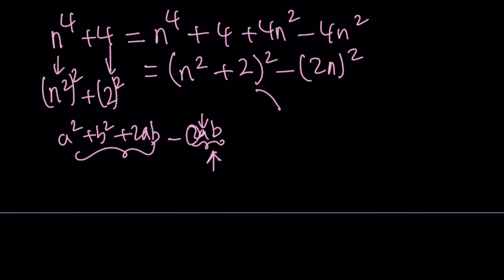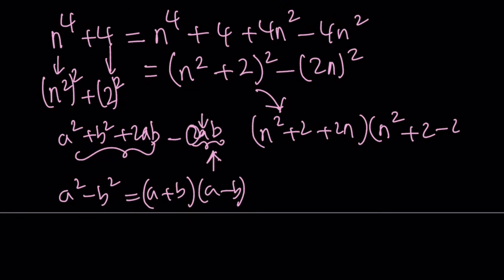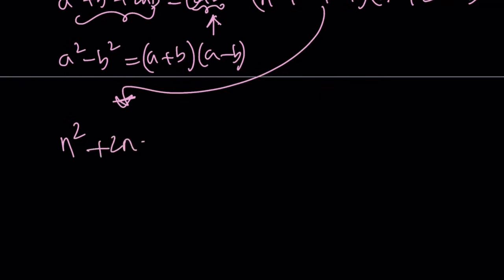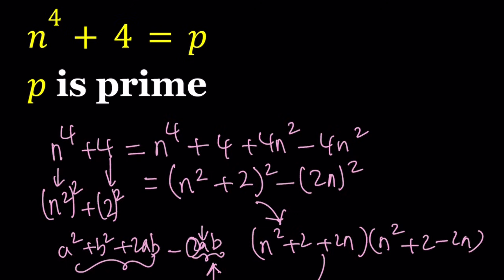So we can go ahead and factor it. Remember, difference of 2 squares, a squared minus b squared, can be written as a plus b multiplied by a minus b. That's what we're going to use. So I'm going to write it as n squared plus 2 plus 2n, and then n squared plus 2 minus 2n. But I want to write these in standard form. N squared plus 2n plus 2, and n squared minus 2n plus 2. So these are two quadratic polynomials, which are factors of n to the fourth power plus 4.